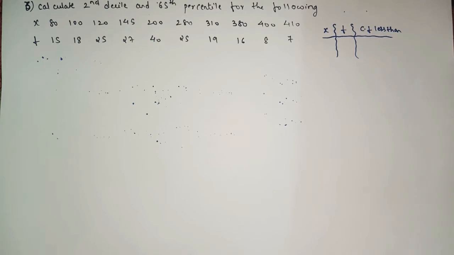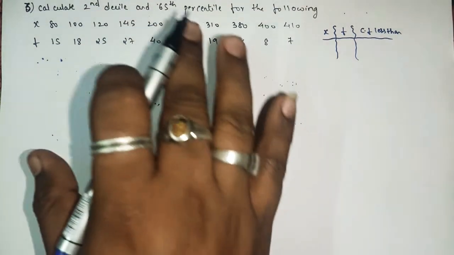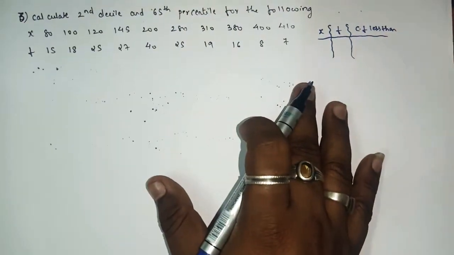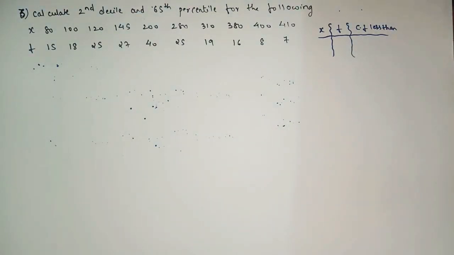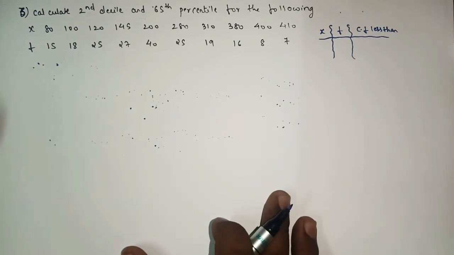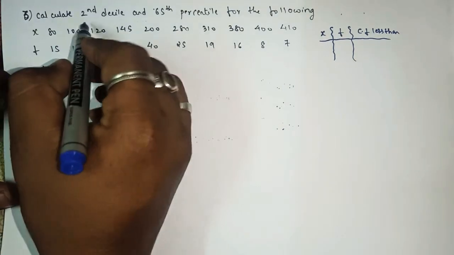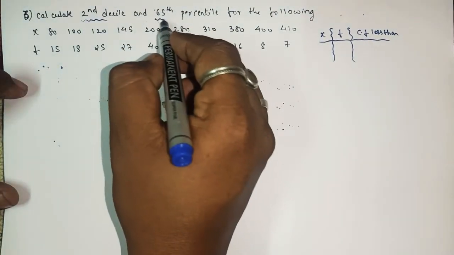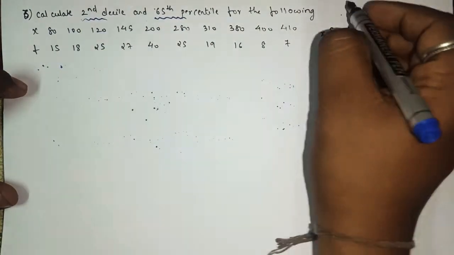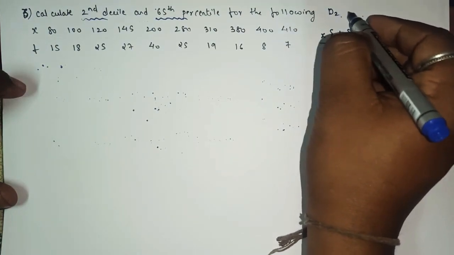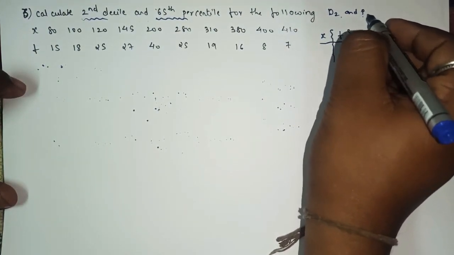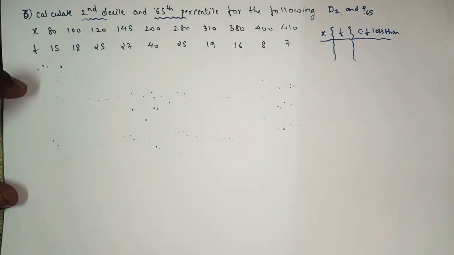So that's why here we are dealing with the sums by using this concept, where simply you have to prepare the third column, which is known as cumulative frequency less than. I hope you all know how to find the cumulative frequency less than. So let's see what exactly we have to find here. Here we have to calculate the second decile and the 65th percentile. It means we have to find D2 and P65.